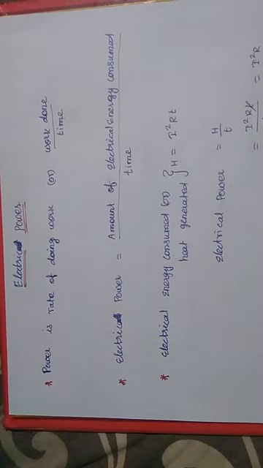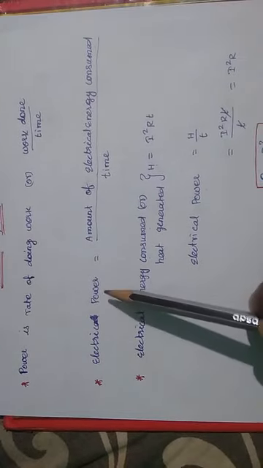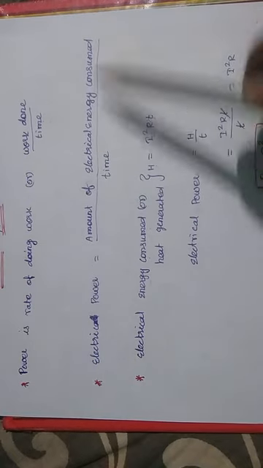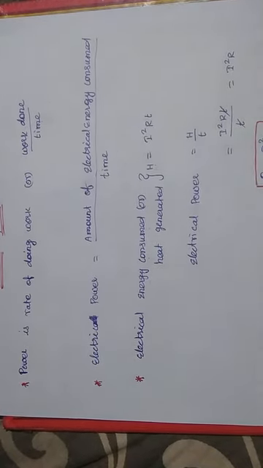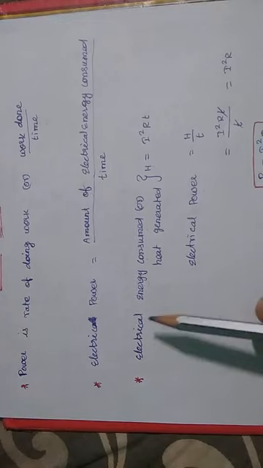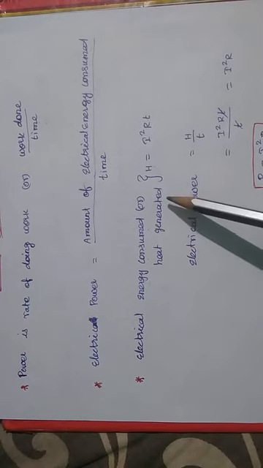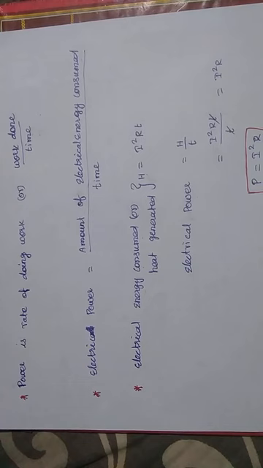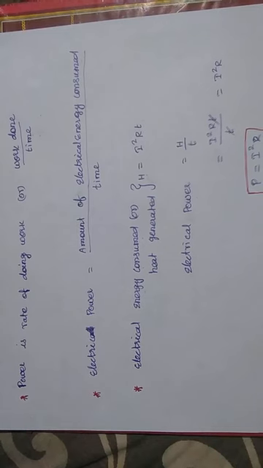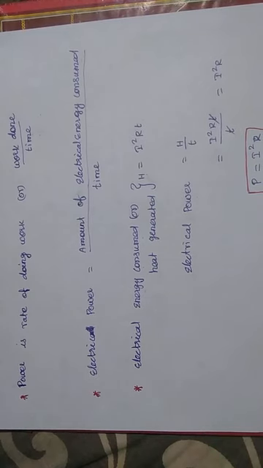Electrical energy is also defined in the same way. Electrical power is equal to the amount of electrical energy consumed per time. Where is electrical energy consumed, and where is heat generated? Whenever current flows through the circuit, it will generate heat, or it consumes some energy in order to move the electron from one place to another place. So whenever the electron flows, it will generate heat and it is dissipated.